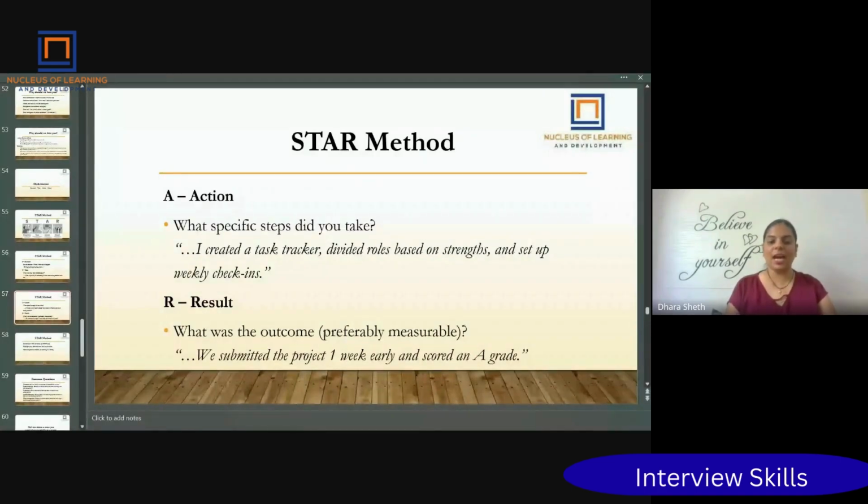Result, what was the outcome of this? In that situation, in your given responsibility, when you performed a certain set of actions, now this action is where you describe the entire incident. And at the end, you talk about the positive result which came out. We submitted the project 1 week early and scored an A grade.